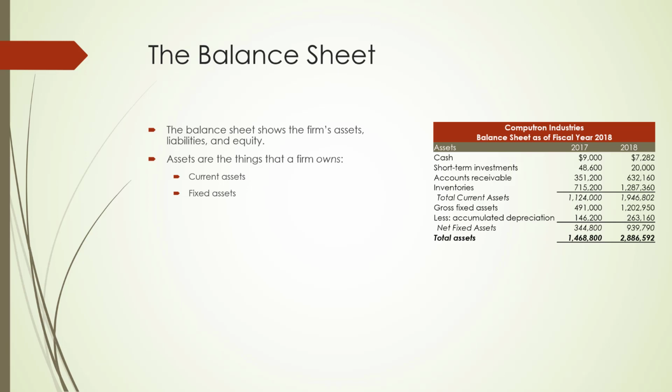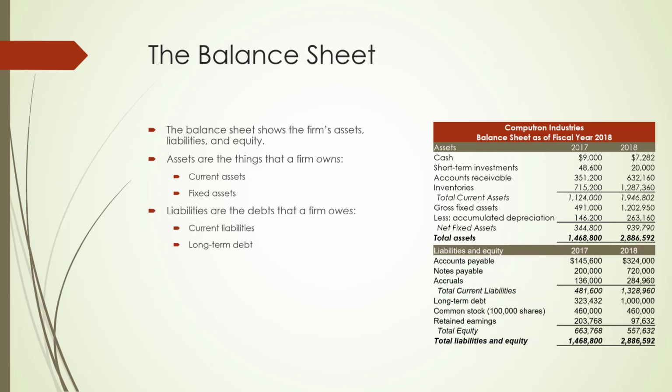to net fixed assets. Now, on the liabilities and equity side, we have, of course, current liabilities, which are the short-term liabilities, accounts payable, notes payable, and accrued expenses, or it's shown here as simply accruals.